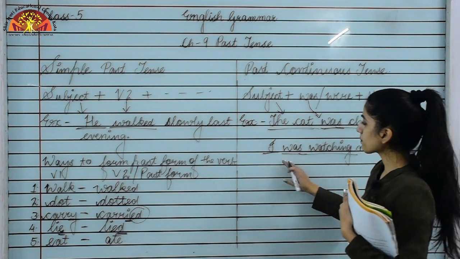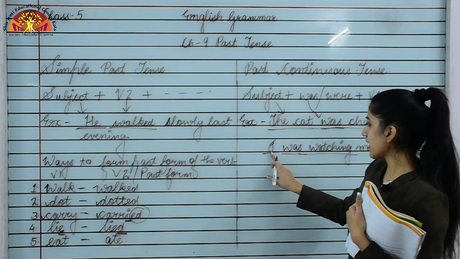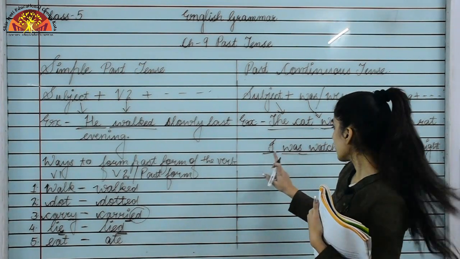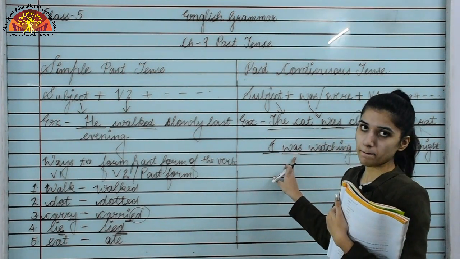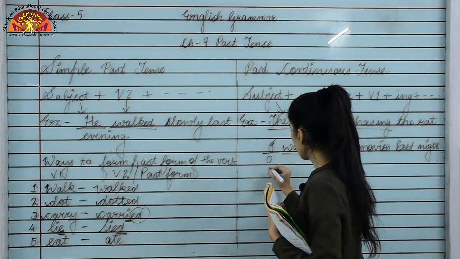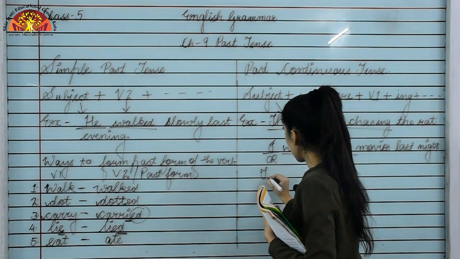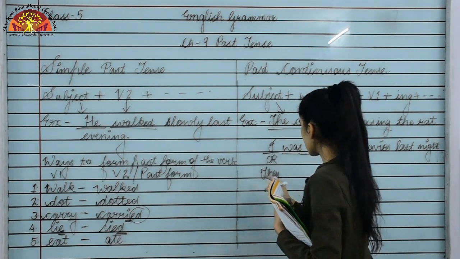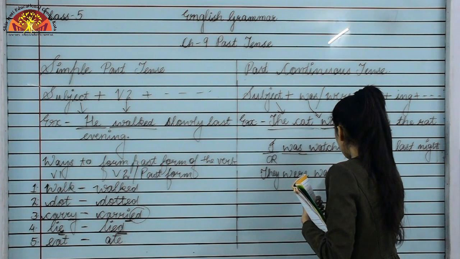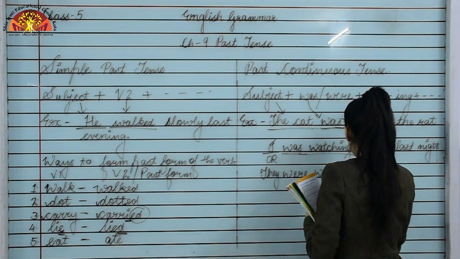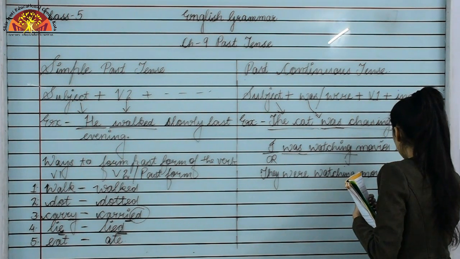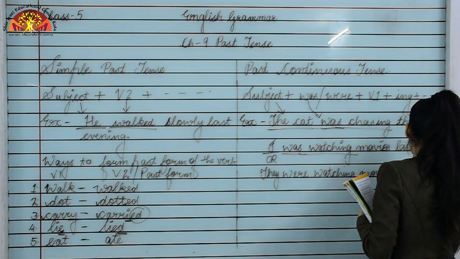So if the subject becomes plural, if I say they in place of I, then was will not be coming. What will be coming? Were will be coming. If I is replaced by they, then the sentence would be: they were watching movies last night.